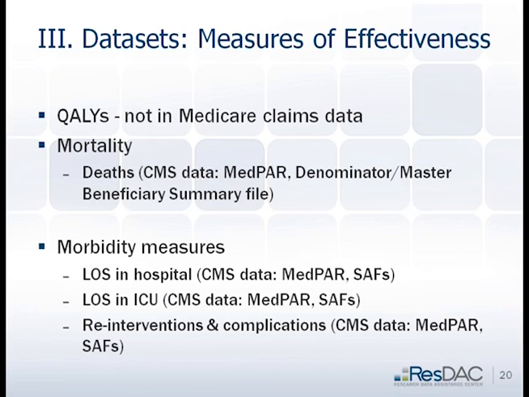Well, in terms of mortality, you do have deaths. You can find that in the master beneficiary summary file, which used to be called the denominator file. In terms of morbidity measures, you could go after length of stay in the hospital, which you'll find in the claims data, length of stay in the ICU, and you can also go after defining reinterventions and complications using the Medicare claims data.